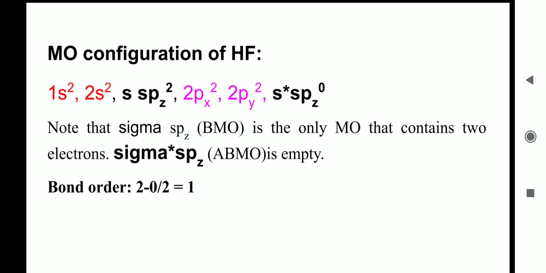To calculate the bond order, we use Nb minus Na divided by 2. Now Nb, the number of bonding electrons in this molecule, is 2, present in sigma s-pz, and the number of electrons in the antibonding orbital is 0. So 2 minus 0 divided by 2 equals 1, and therefore the bond order is 1, which tells us that there is a single covalent bond between the H and F atoms of the HF molecule.